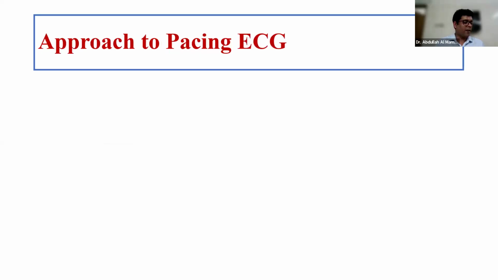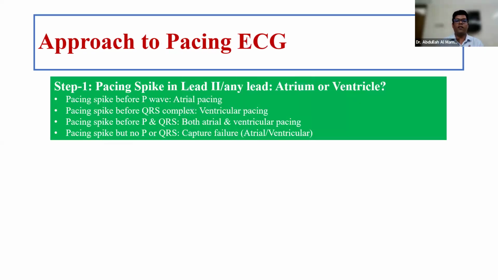So this is the last slide, and in this slide I would like to present an approach to a pacing ECG, as two cases were related to the pacing ECG. The first step is the rhythm: we go to lead 1, lead 2, or any lead that shows the spike clearly. If the pacing spike is before the P wave, that is atrial pacing, and if the pacing spike is before the QRS complex, that is ventricular pacing. If there are pacing spikes before both the P wave and QRS, there is both atrial and ventricular pacing. If there is a spike but no QRS or no P, that is capture failure.